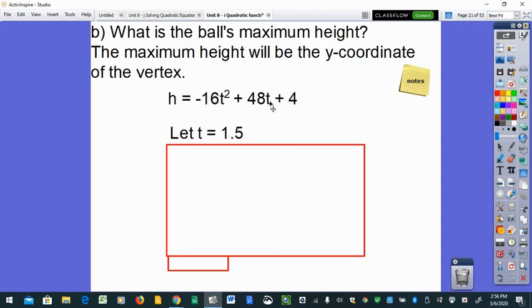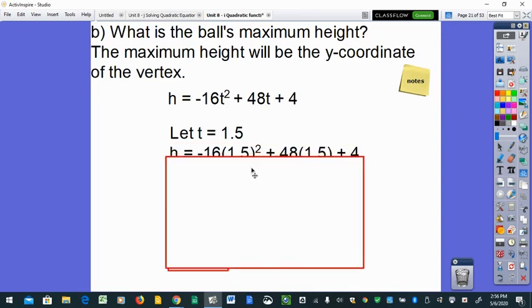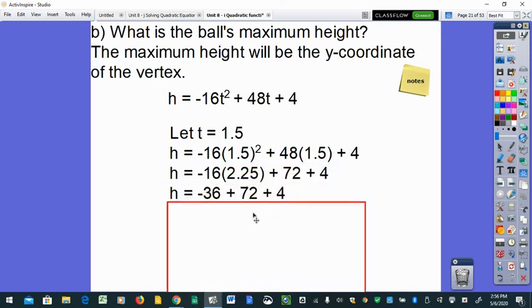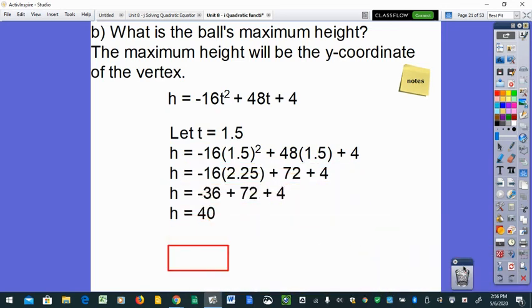Remember that science will often bring different variables in. In this case, t is our independent variable, which on the coordinate plane would be x, and h is the dependent variable, which again would be y. So we're going to let t be that 1.5, which was the negative b over 2a, and we're going to substitute it in both t spots, and we're going to put this in the calculator. Once I put it in the calculator, you should have gotten that it is 40. 40 what? 40 represents height, and in this case, the units are feet. So after 1.5 seconds, with that upward velocity of 48 feet per second, the ball would be 40 feet in the air.